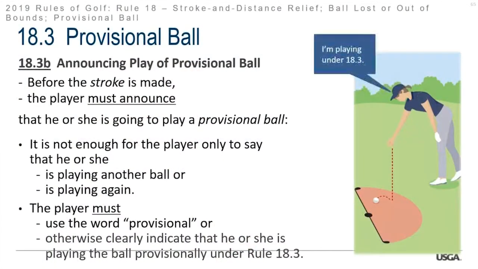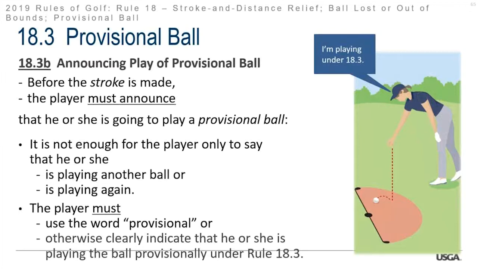Provisional 2 is now in play, laying 5, under stroke and distance, both those times there. So it is important to announce the provisional, but that's how this relationship works. If you have any questions on that, go ahead and email me, but you can't ask me right now because you're not here. All right, so a little bit of a slight change in the announcement of a provisional ball.